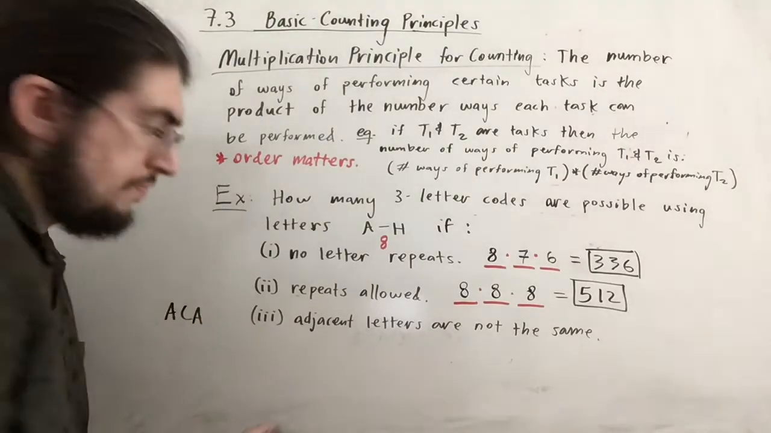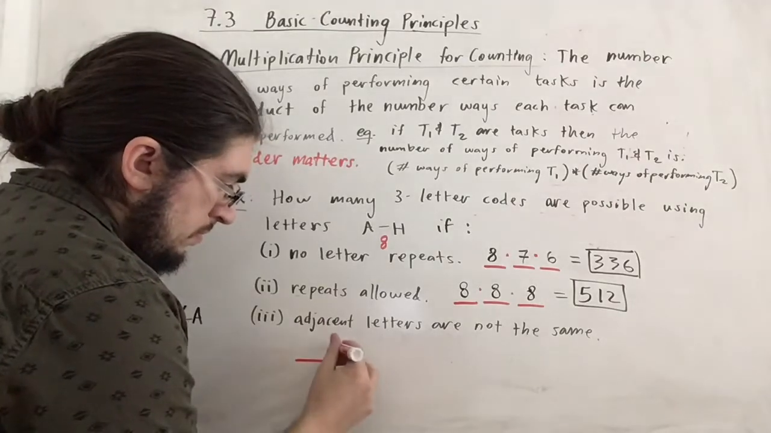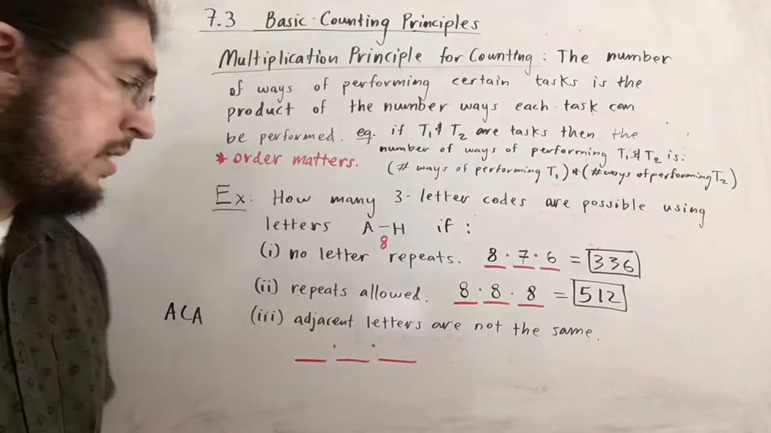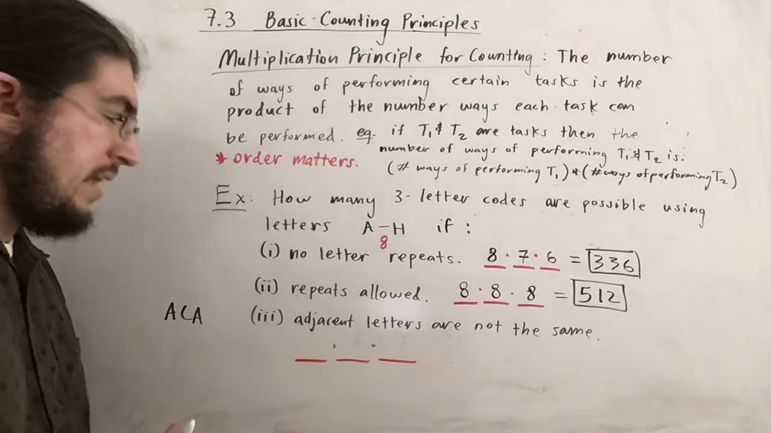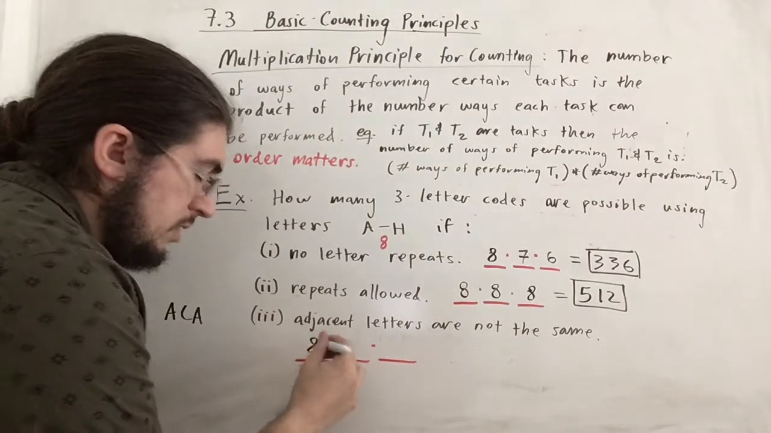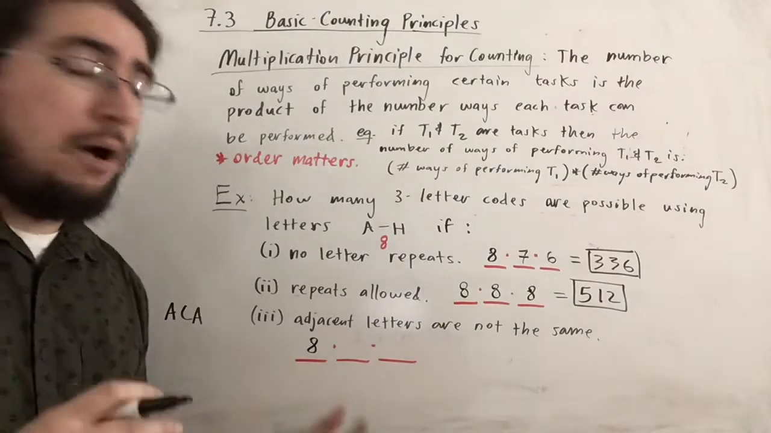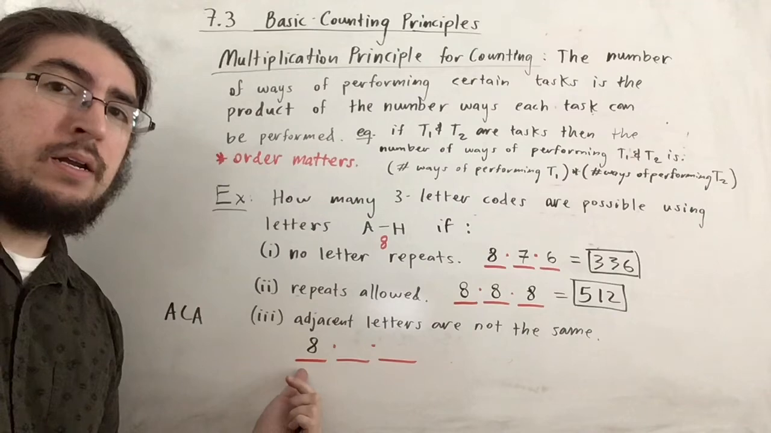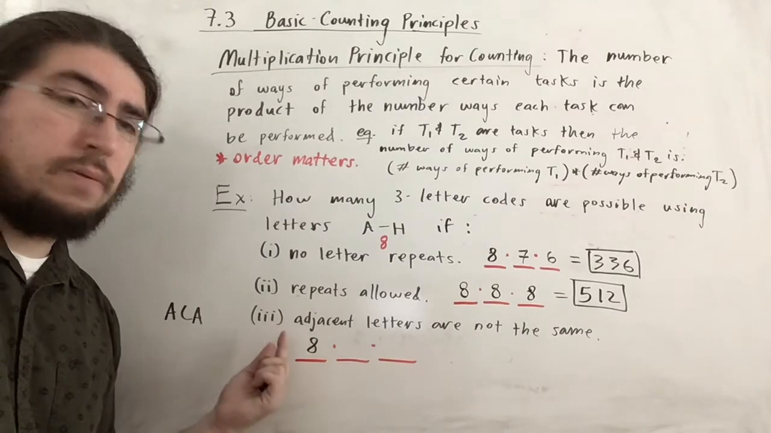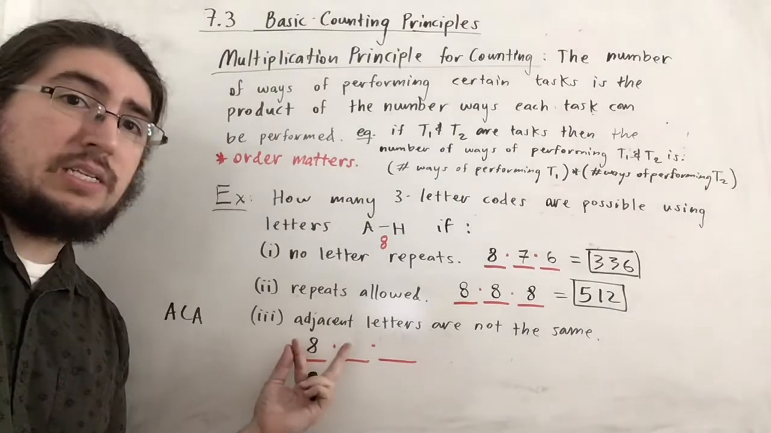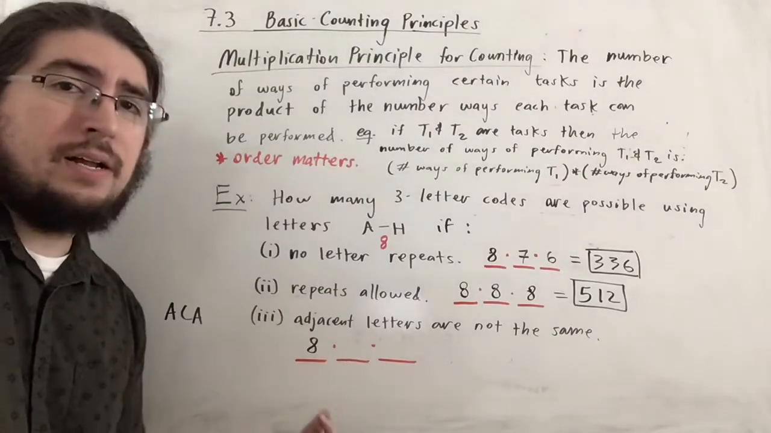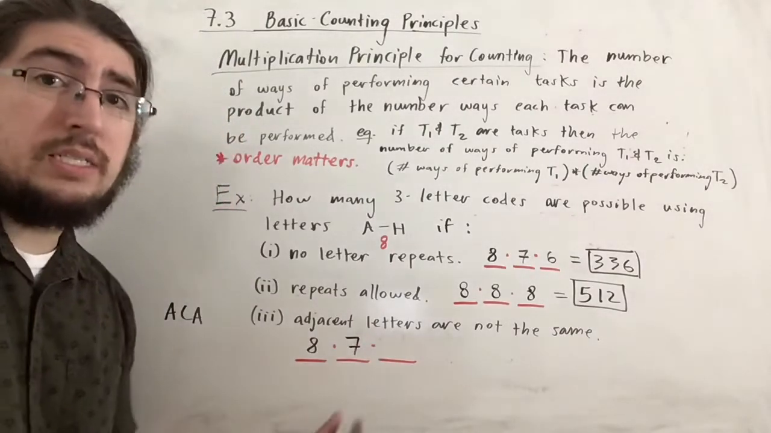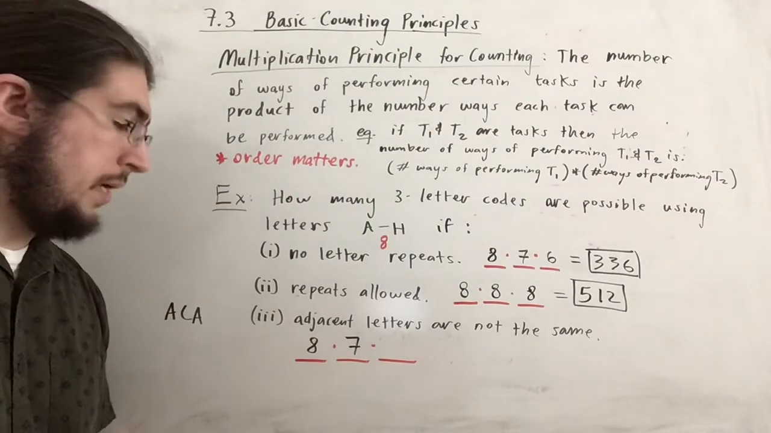So let's see. Again, we're going to try the same slot method. Now, we have 8 letters to choose from for the first letter we select. But now, for the second letter we select, it can't be this one, right? So whatever letter we select, the fact that this will be adjacent to the next letter for the second letter, well, that means we only have 7 choices for this second letter we choose, okay?